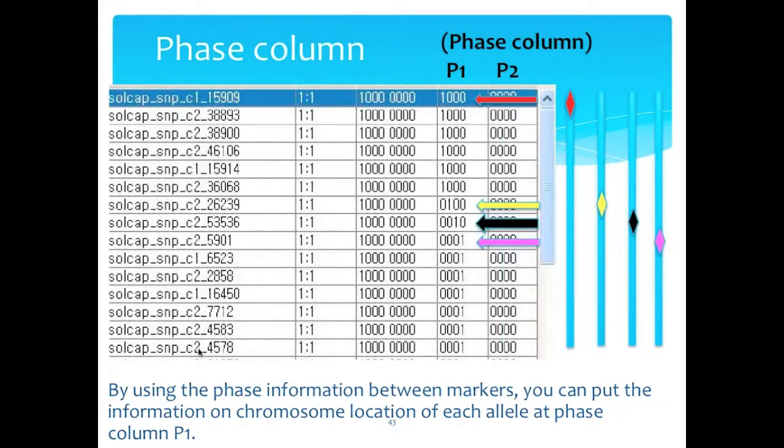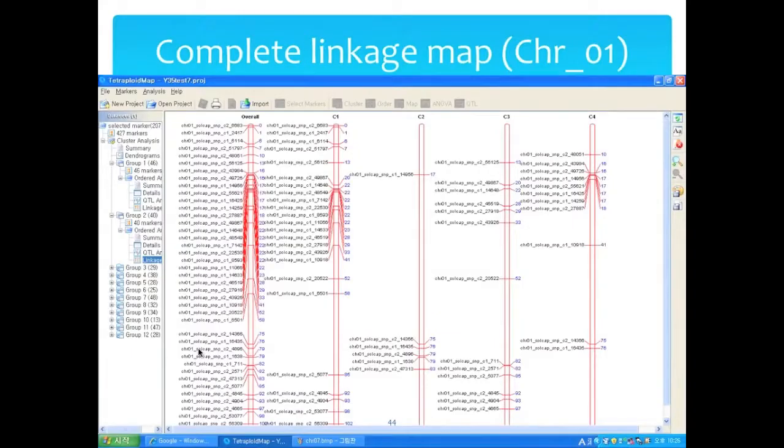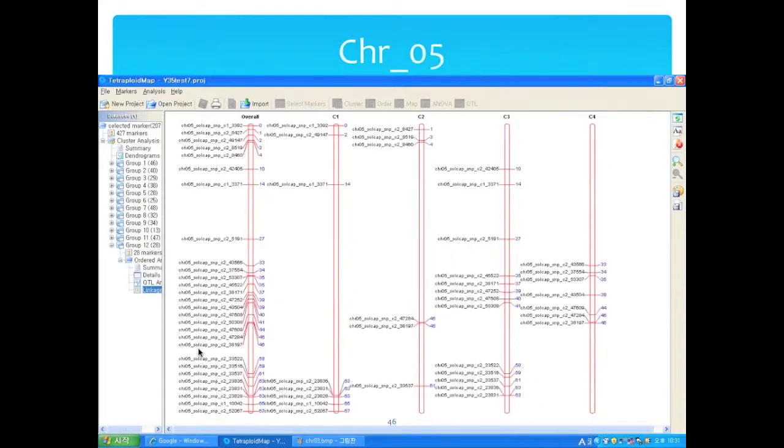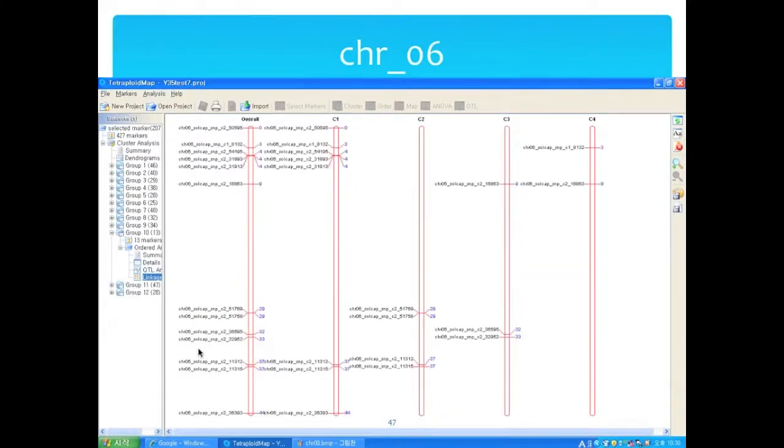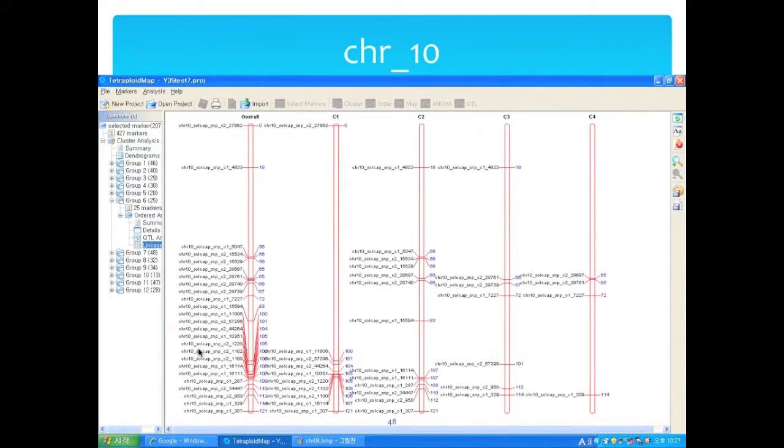So after doing that, I could get the complete linkage map. And this picture shows the chromosome 1 linkage map. And this is for 4 and 5. And while observing the complete linkage map, I found some interesting things. As you can see, there are huge gaps between the markers like this. And when I saw chromosome 6, there are huge gaps between the two markers. And chromosome 10 also has gaps.